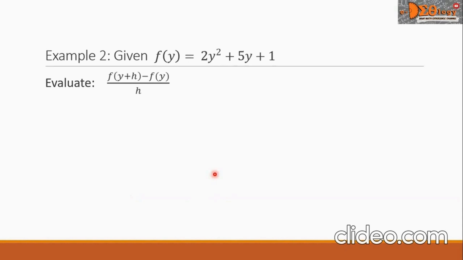Let us have example 2. Given the function f of y equals 2y squared plus 5y plus 1. Evaluate this fraction whose numerator is f of y plus h minus the function f of y all over h. Let's begin with the step 1.